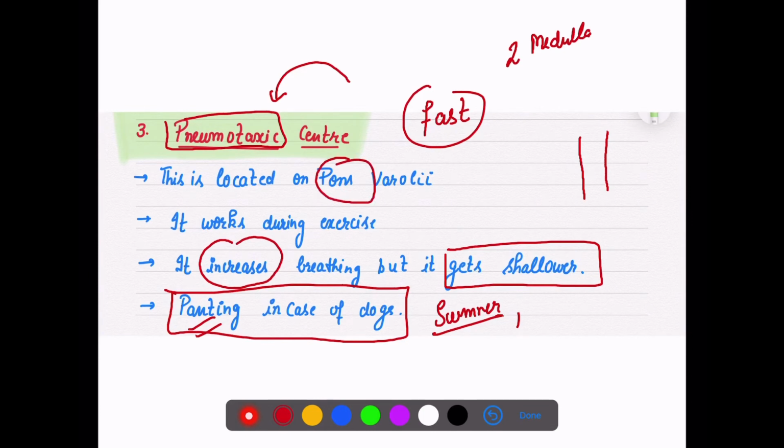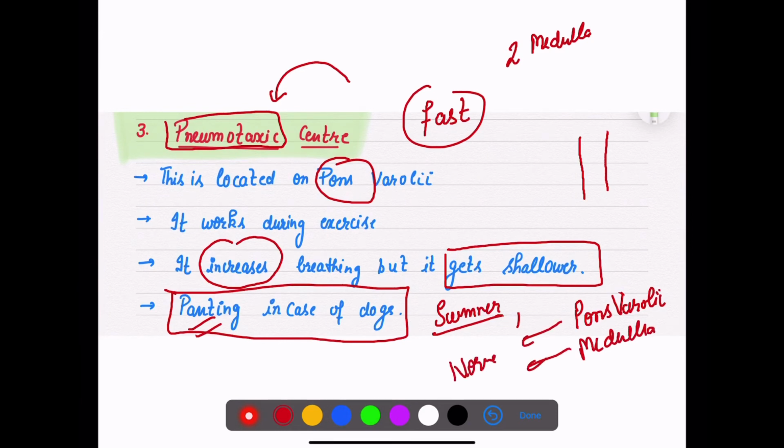So if somebody asks you who the regulating centers for your breathing are, the regulating centers are your pons varolii, and then there is the medulla also. Now it depends on whether in your question they have asked you for normal breathing or heavy breathing. For heavy breathing or increase in breathing, the pneumotaxic center is responsible.